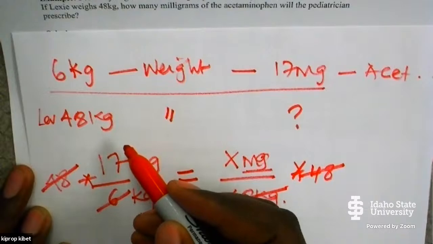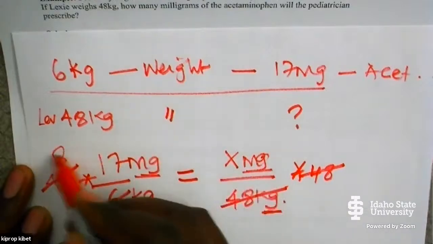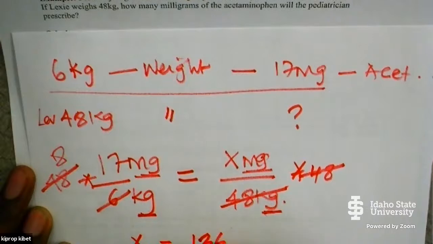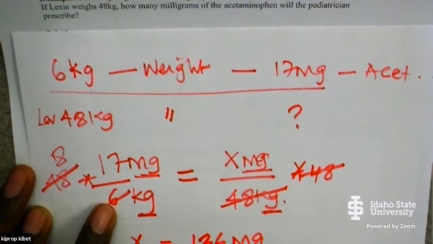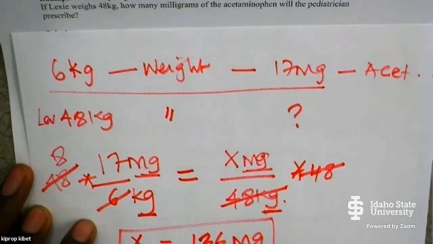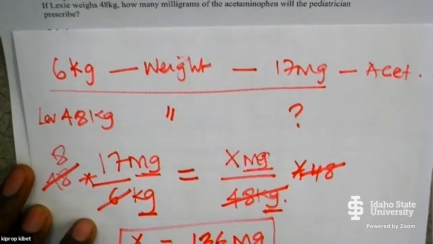Is it 8? Yeah, 8. So 8 by 17 is 136. So x is 136 mg. Don't forget the units. So 136 mg. So that's how to solve that.